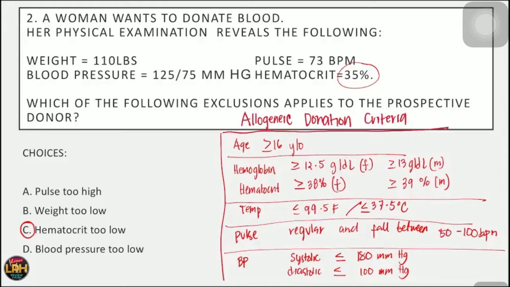The donor's body temperature must not exceed 99.5 Fahrenheit or equivalent to 37.5 Celsius or centigrade. The donor's pulse must be regular and fall between 50 to 100 beats per minute. The donor's blood pressure must be no greater than 180 millimeters mercury for systolic and no greater than 100 millimeters mercury for diastolic. So the answer for number 2 is letter C.